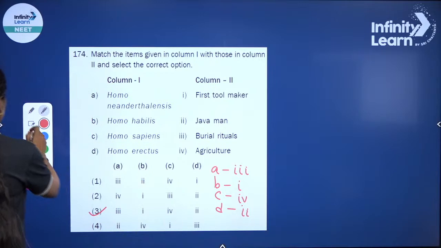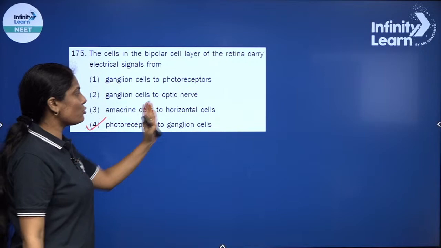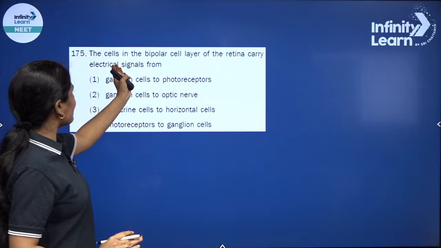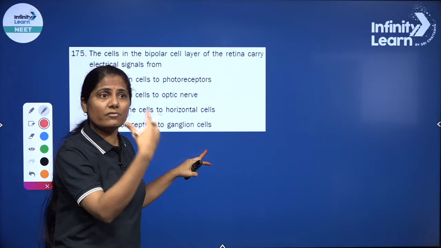The cells in the bipolar cell layer of the retina carry electrical signals from photoreceptor cells to ganglion cells. You would have answered this question many a time in terms of the sequence. Here it is given in a slightly different manner, where they are asking about the cells in the bipolar layer: carry signal from where to where. They are the ones which are carrying from photoreceptors to ganglion cells, which in turn form the optic nerve.